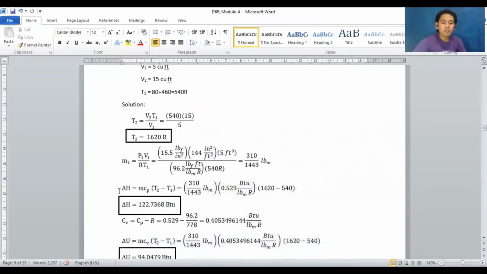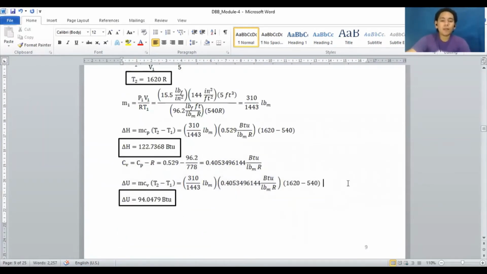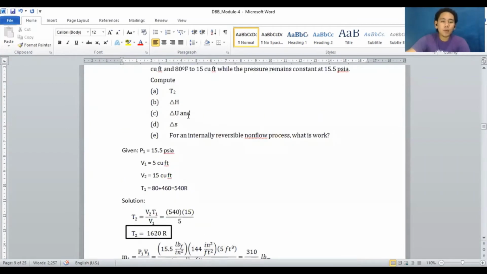The equation for the delta H is mCp delta T, but for us to solve it, we must first find the mass. So using the perfect gas equation, PV equals mRT, we have a mass of 310 over 1,443 pound mass. So, substituting that into the equation mCp delta T, we have a change in enthalpy of 122.73368 BTU.